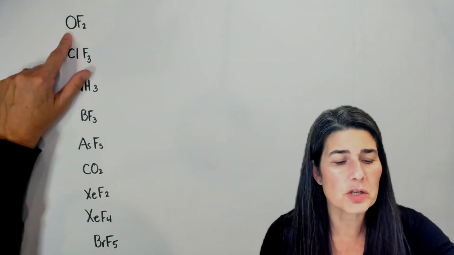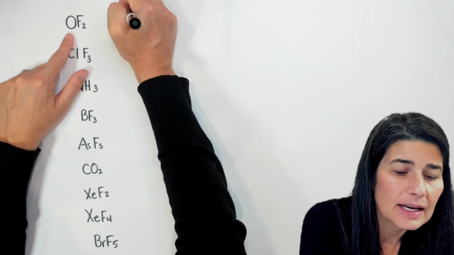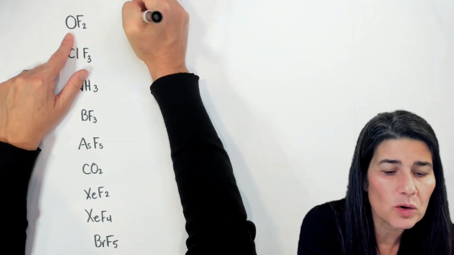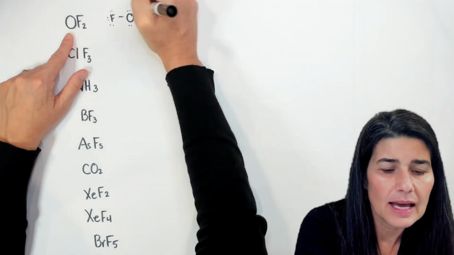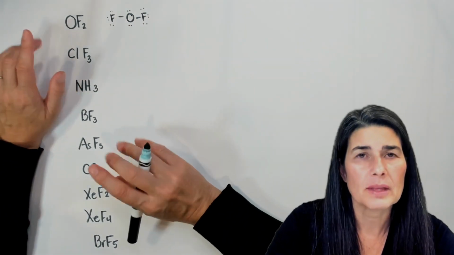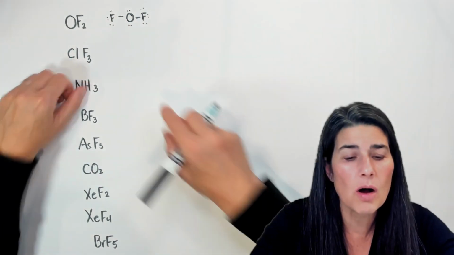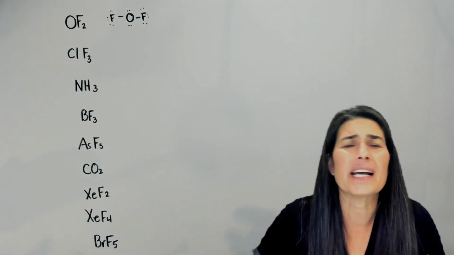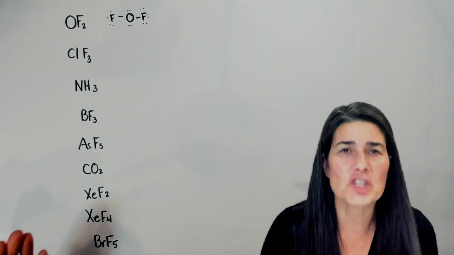So my first picture is OF2, oxygen difluoride. Now, if I draw oxygen difluoride, this is what it looks like. An oxygen in the middle, two fluorines, and two lone pairs. Now, to figure out the polarity, don't just look at this and go, oh, it's symmetric, nonpolar. No, no, no, no, no. You need to get the shape.